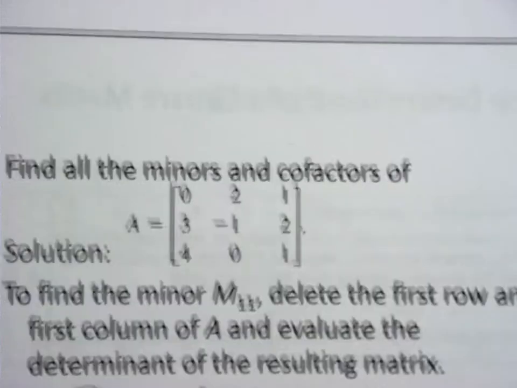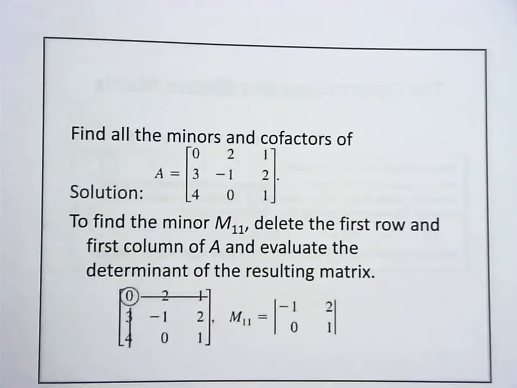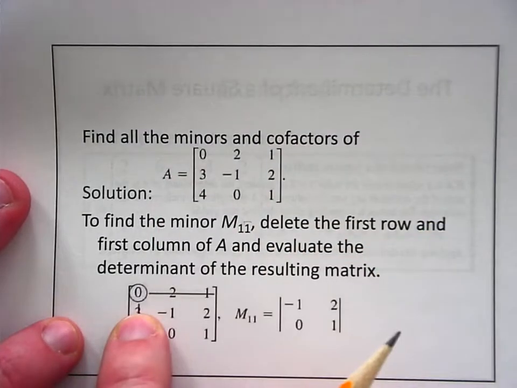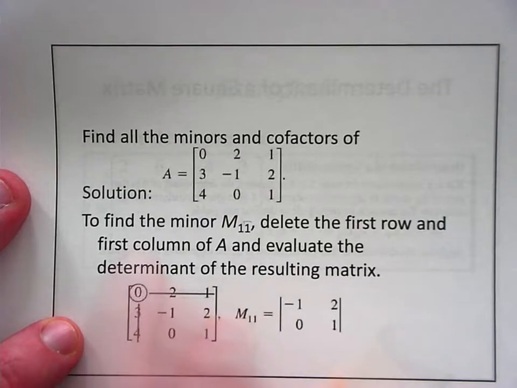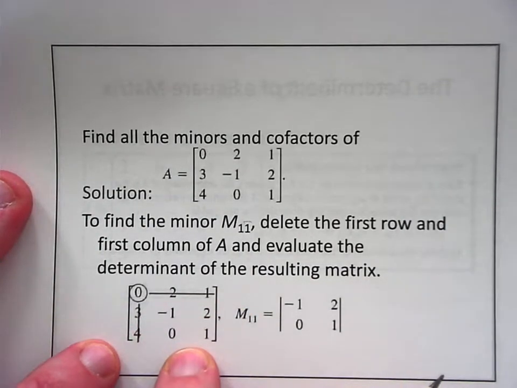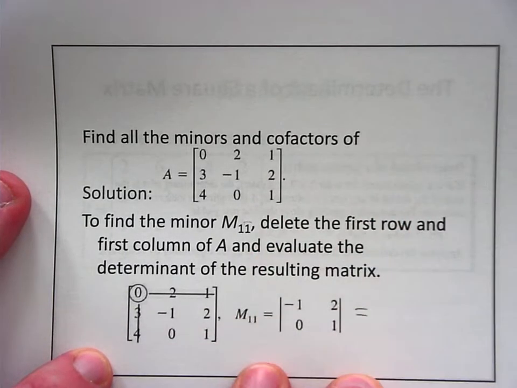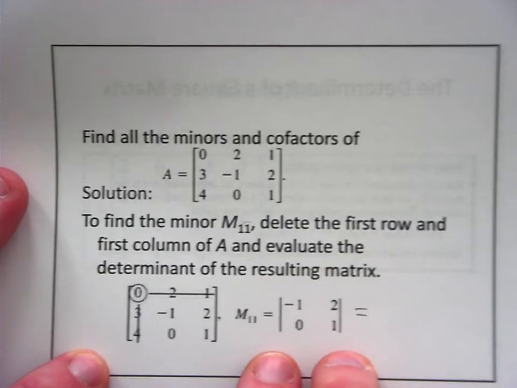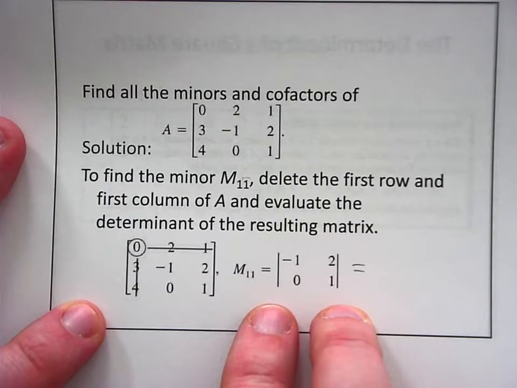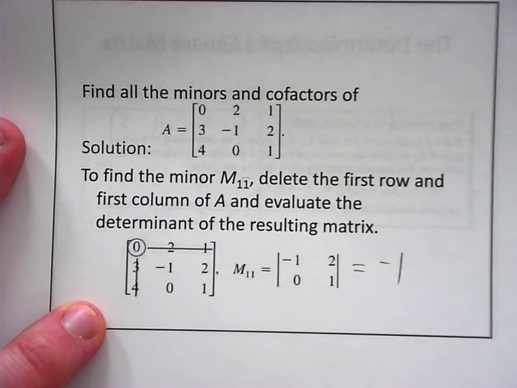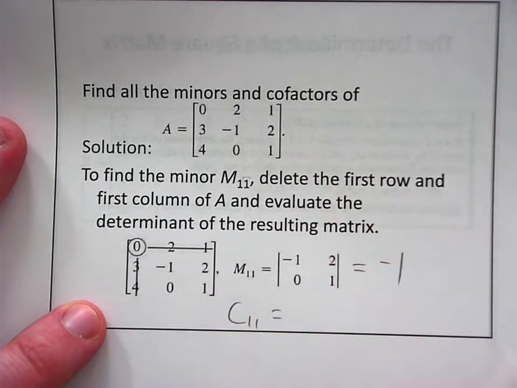For this problem, for the minor of 1, 1, well, I'm going to look at the 1, 1 position. I'm going to ignore everything in that row, everything in that column. And for the minor, I'm going to find the determinant of what's left. Well, what would the determinant, and that's why these are in absolute value bars, that means find the determinant. So what is the determinant of that matrix? Negative 1. So that's your determinant. Now, by its position, the cofactor of 1, 1, well, would that change signs?